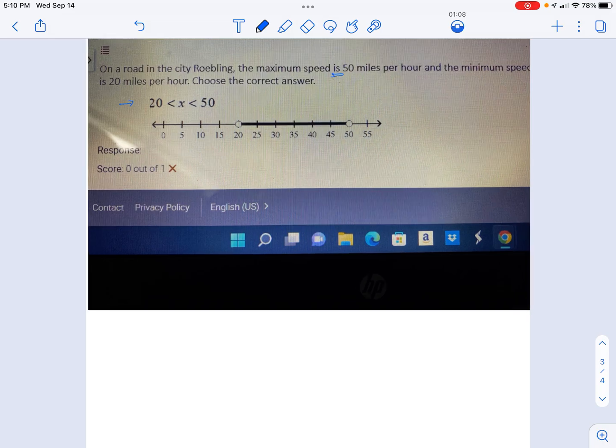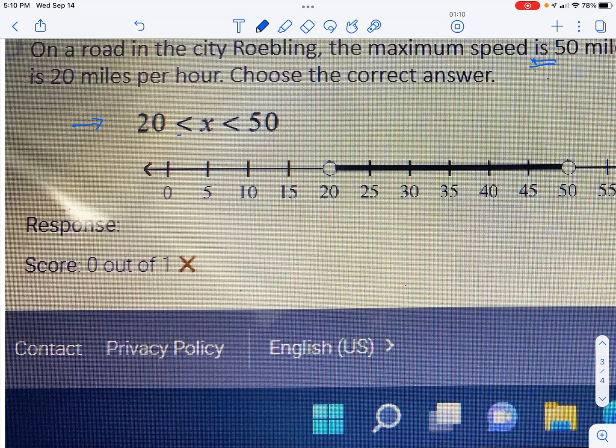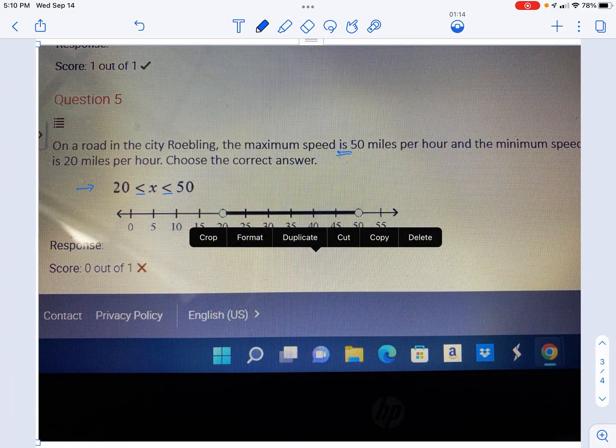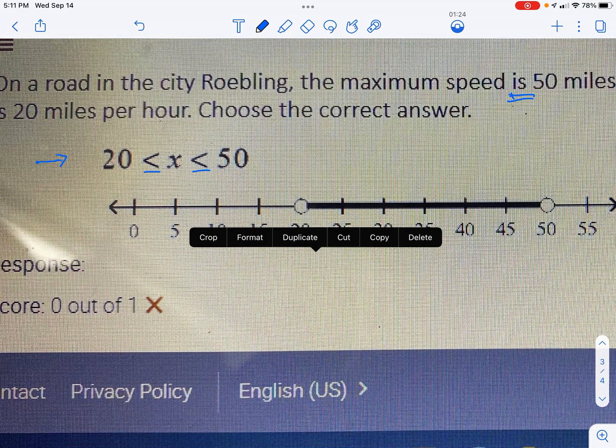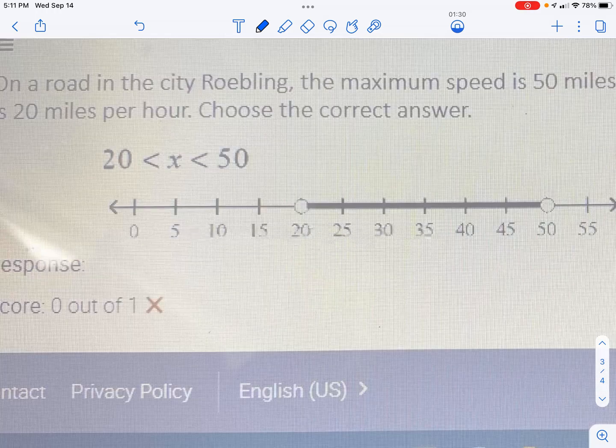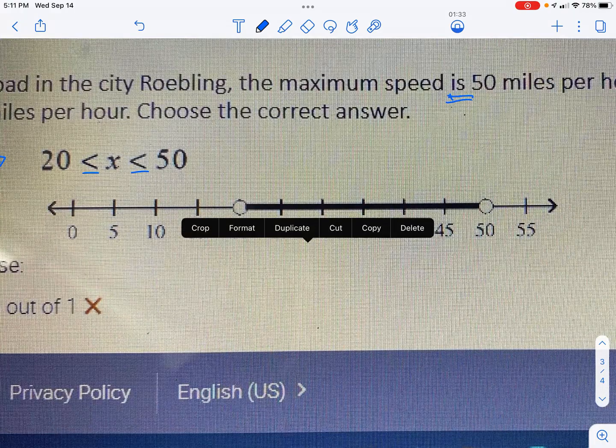Okay, so the way you have to change that is you've got to put the equal sign underneath those inequality signs. So in other words, the statement needs to read 20 is less than or equal to x, which is less than or equal to 50. So x is in the middle because x represents the speed that's in between 20 and 50. But remember, it can include 20 and it can include 50. So that's why you have to make sure you put the equal sign there.